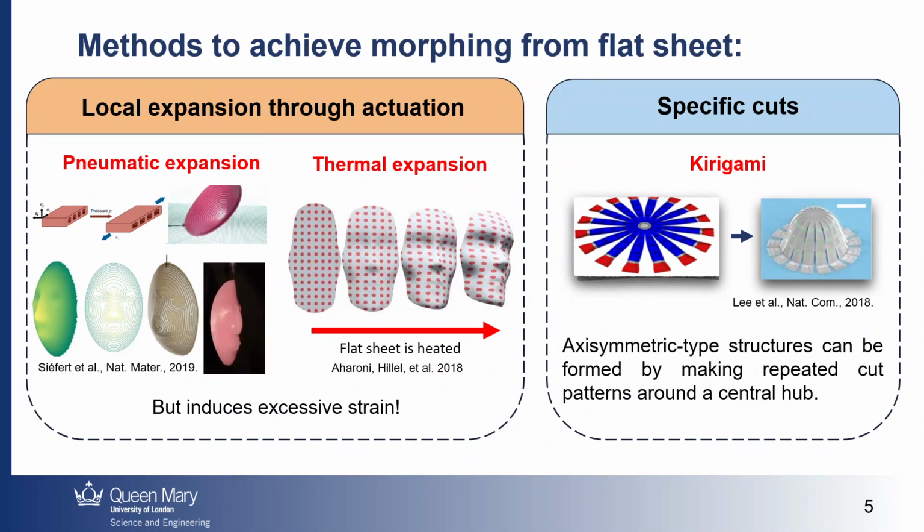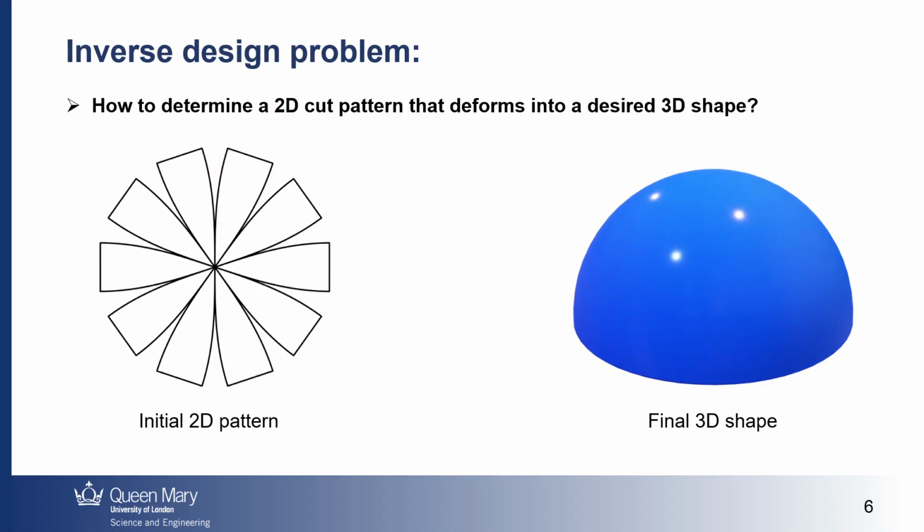So basically, this is an axisymmetric type of structure that you can easily make using, for example, laser cutting. So now the question is, how do we determine the 2D cut patterns that deform into your desired 3D shapes? It is easy to achieve it by just trial and error, the so-called forward design method.